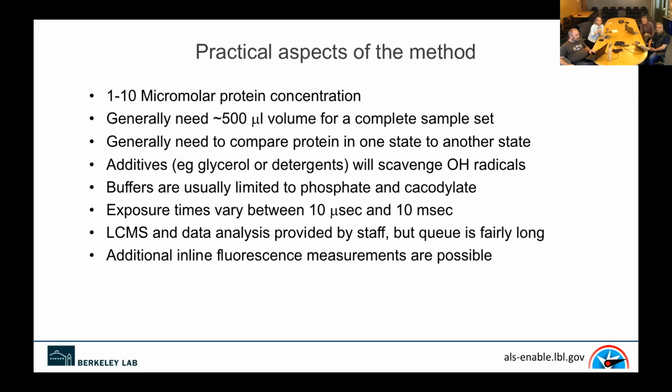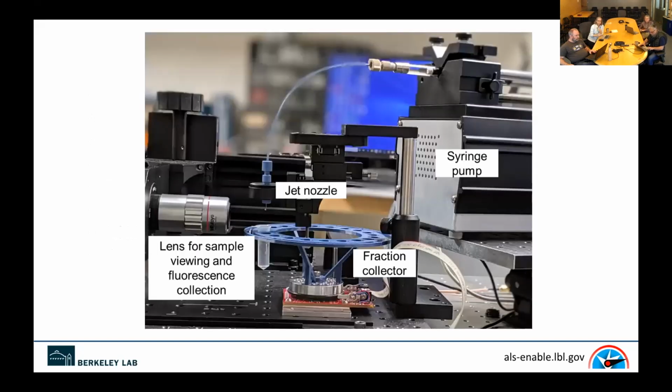We do have an additional inline fluorescence measurement that we can do if you're interested. So this is our setup at the beamline. We have a syringe pump to deliver sample past the X-ray beam, and we can use a jet, or we can have sample flow through a capillary. We have a lens for looking at your sample and also collecting fluorescence from the sample, if you're interested in collecting that at the same time as collecting your footprinting data.